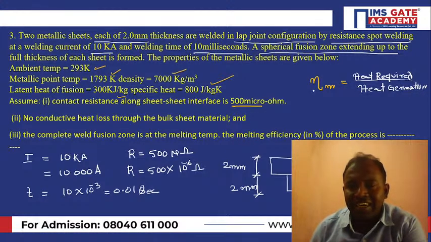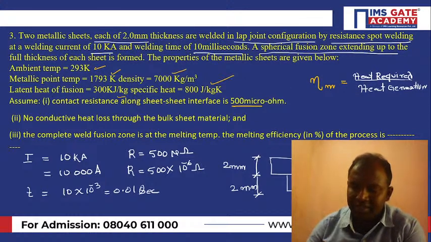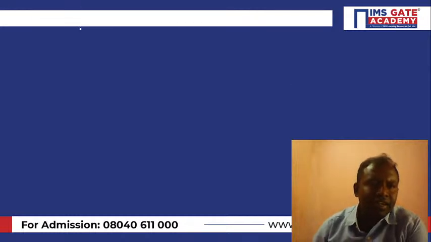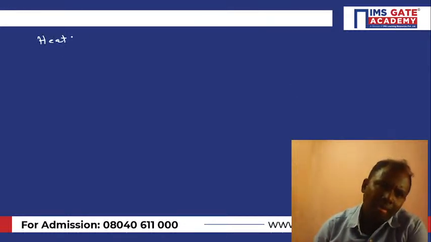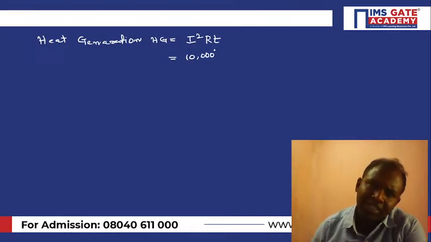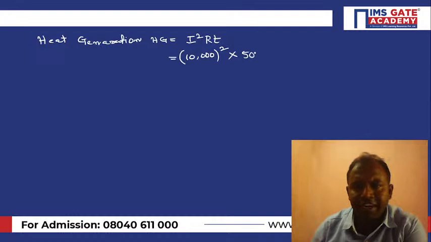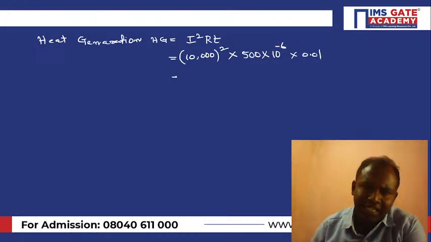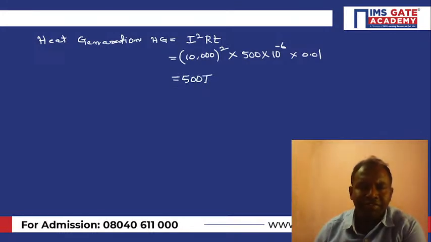So first we'll calculate heat generation and then we'll go for the heat requirement, right? Heat generation Hg is equal to I square R t. Now I is 10,000 amperes whole square into R is 500 into 10 to the power of minus 6 into 0.01 seconds, such that you are going to get 500 joules.